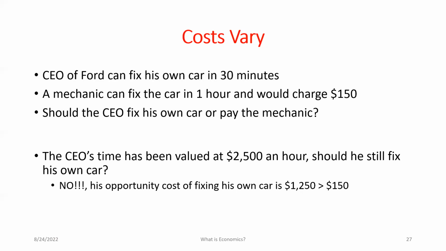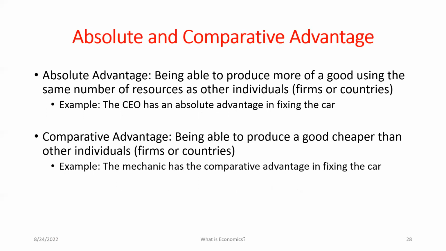Any questions on this idea so far? So we've got two terms here. One is absolute advantage, the other is comparative advantage. Absolute advantage means that if someone's producing something, and we're going to change the context from CEO and mechanic to two countries producing different goods, using all your resources you can produce more of a certain good than the other country. In our example, who had the absolute advantage in fixing the car? Well, the CEO did. He could fix it in a shorter amount of time, 30 minutes versus an hour.